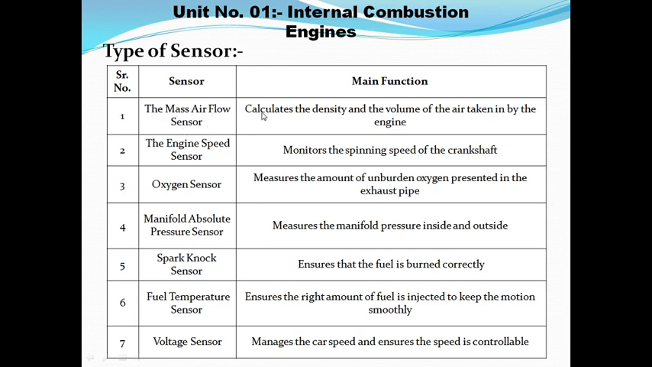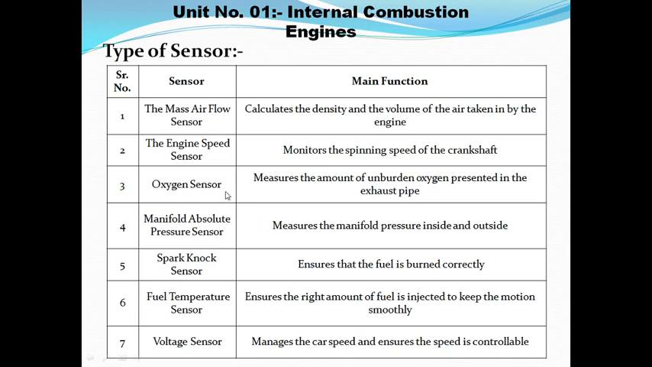This sensor is used to calculate the density and the volume of air taken into the engine. It means we can maintain the volume of air supplied to the engine, and the density of the air is maintained by the mass air flow sensor. Next is the engine speed sensor. This sensor monitors the spinning speed, or rotating speed, of the crankshaft.